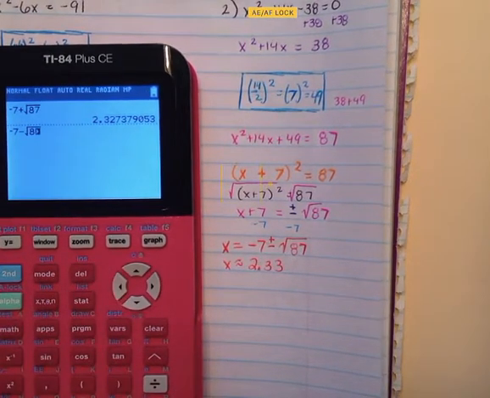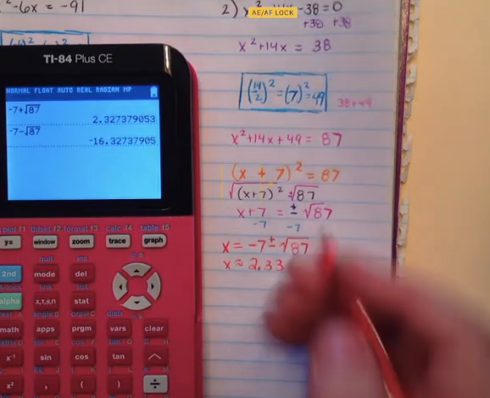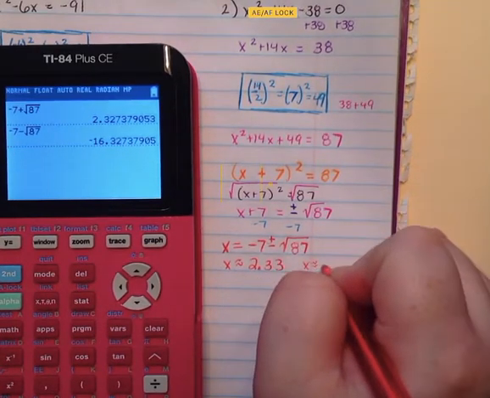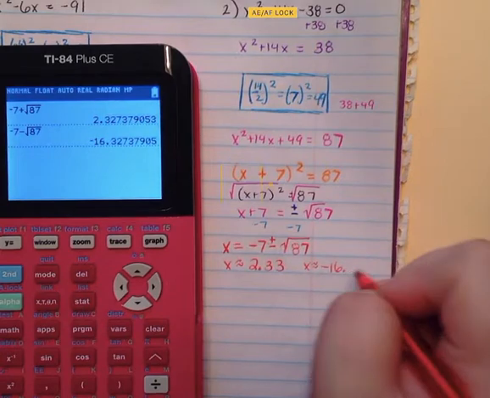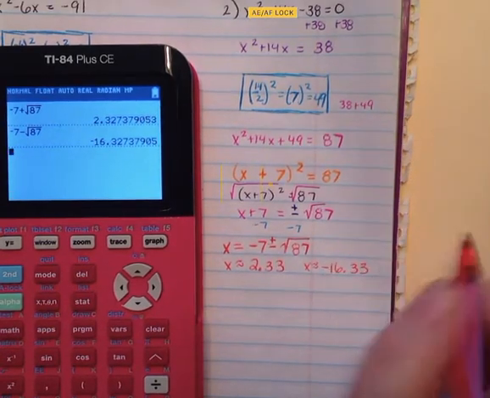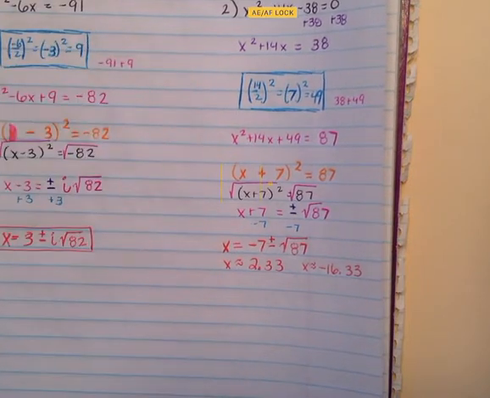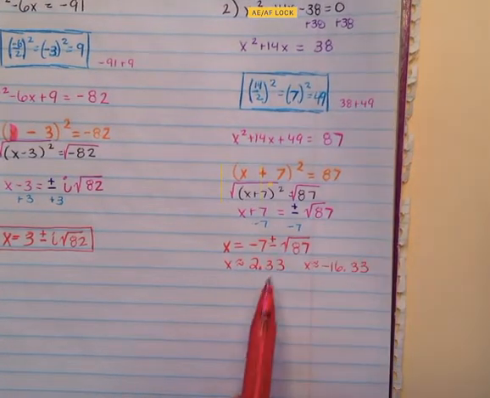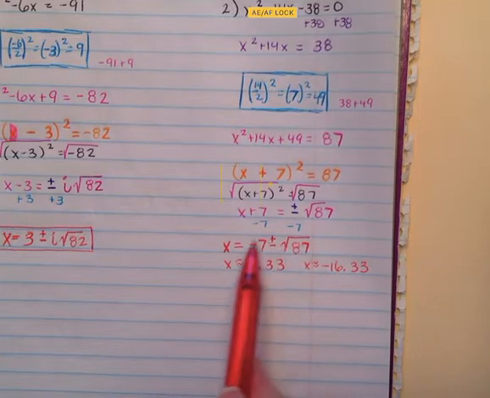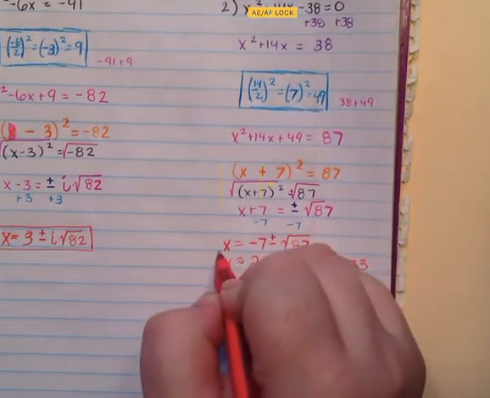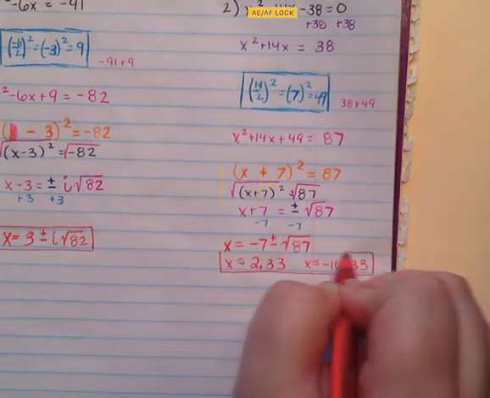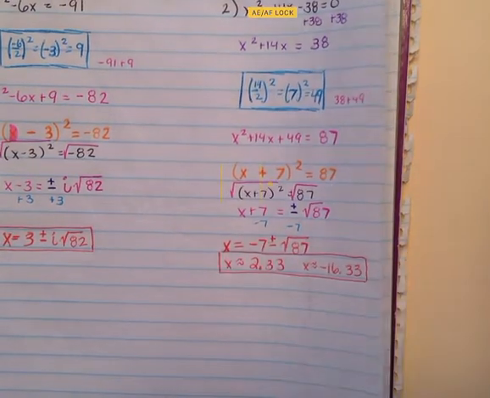We'll do the same thing with negative 7 minus the square root of 87. And we get approximately negative 16 and 33 hundredths. So again, these are approximate answers. The x equals negative 7 plus or minus the square root of 87 is an exact number. But for approximations, you can always check your calculator to see if your values are the same.